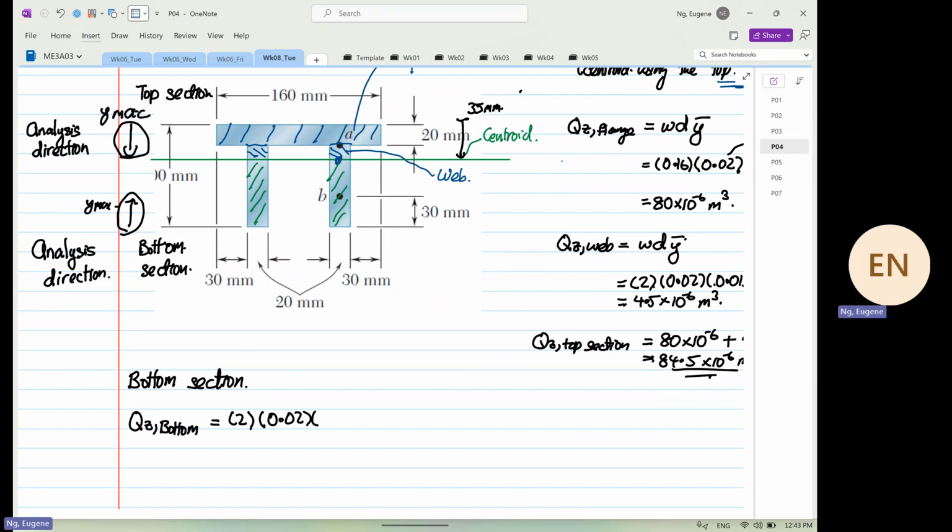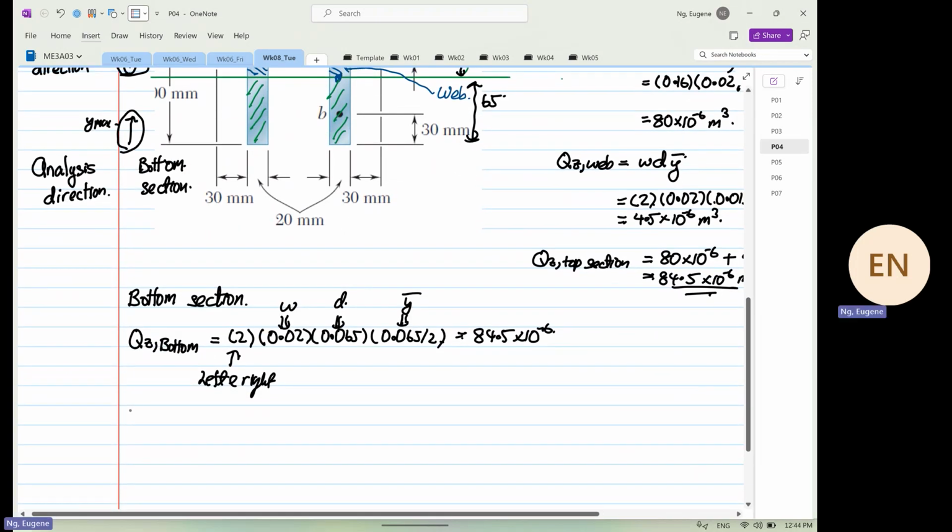The depth is equal to, so we know that the entire length over here is 65 millimeters, 0.065. The Y bar is 0.065 divided by 2. Okay, so I will write this. This is your left and right. This is your width. This is your depth. This is your Y bar. So this will be equal to 2 times 0.02 times 0.065 times 0.065 divided by 2, which is equal to 84.5 times 10 to the power minus 6.